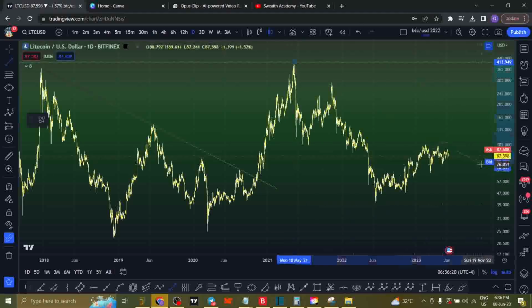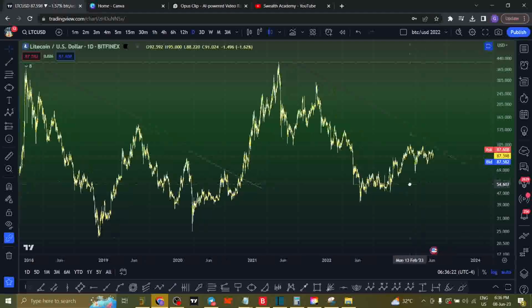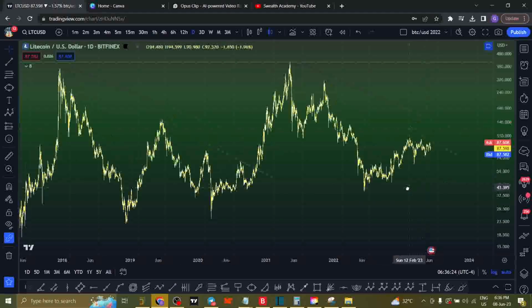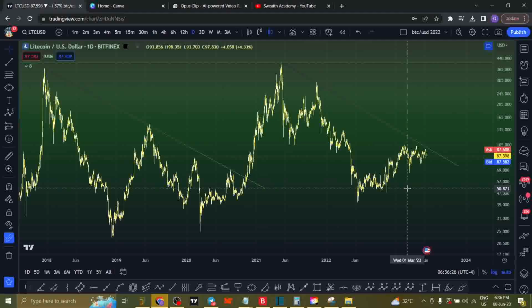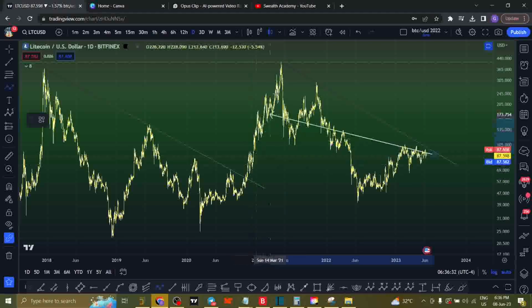So let's go ahead and find this fractal method, find out the similarities, and see what happens next on the Litecoin pair. Whether we're headed for a further rally similar to what we had back in 2020, or a pullback to the downside similar to what we had prior to the rally.